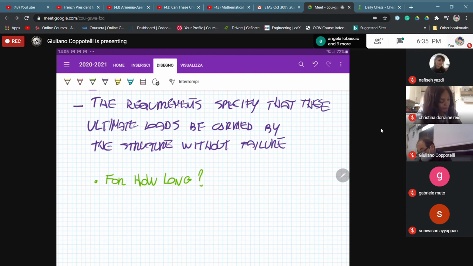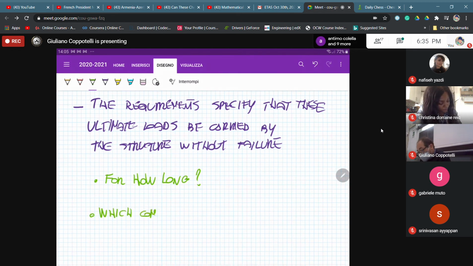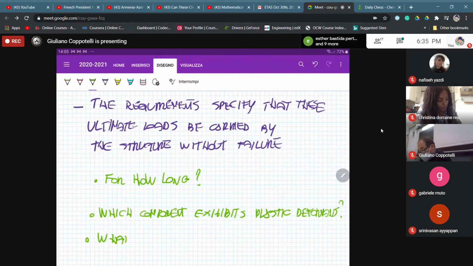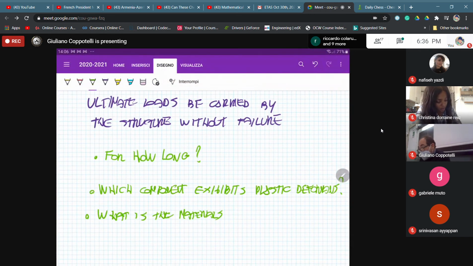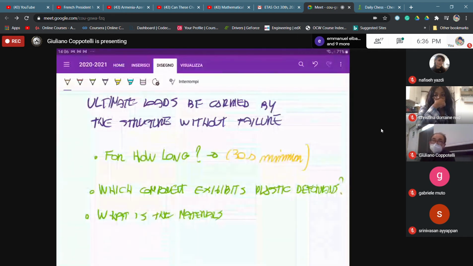Okay. Then which component exhibits possible plastic deformation, and what is the material? Okay, concerning the first question, for how long, we have to be sure that for at least 30 seconds minimum, the structure is not failing. So we have to count: we excite the structure with additional loads that are prescribed by the ultimate load factor. Everything is in place for at least 30 seconds. If something happens after 30 seconds, we are very happy because we passed the test.